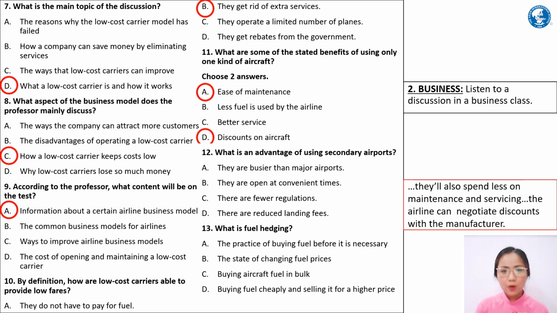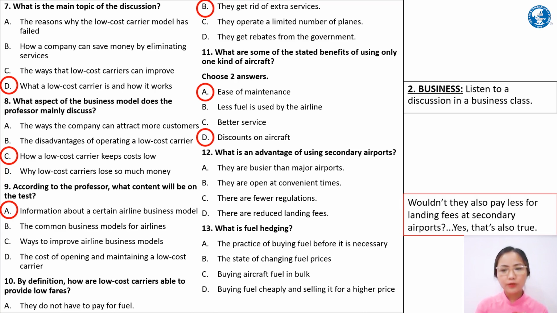Next question. What is an advantage of using secondary airports? Wouldn't they also pay less for landing fees at secondary airports? Yes, that's also true. The answer for this question is D.